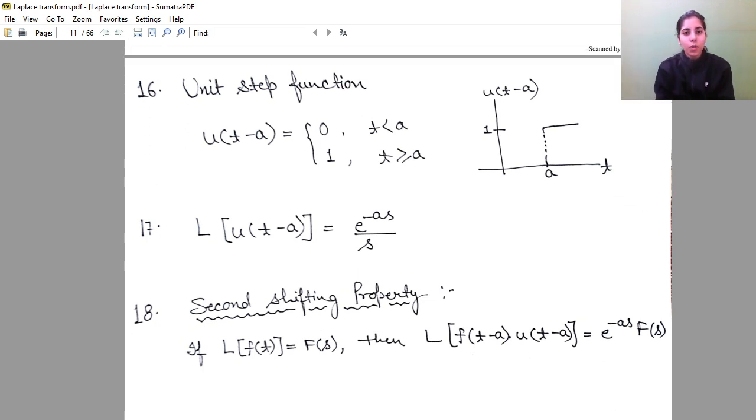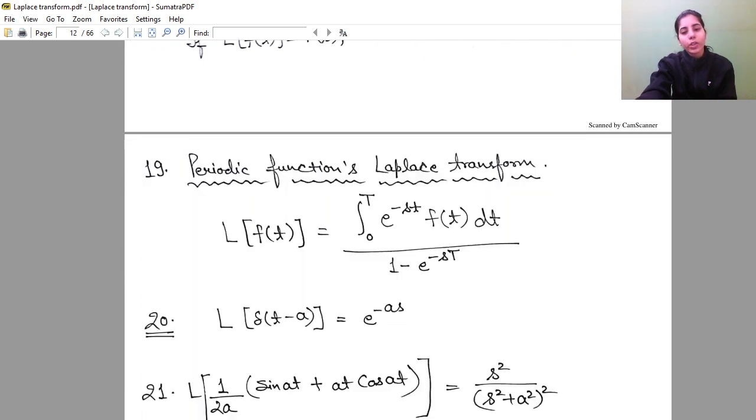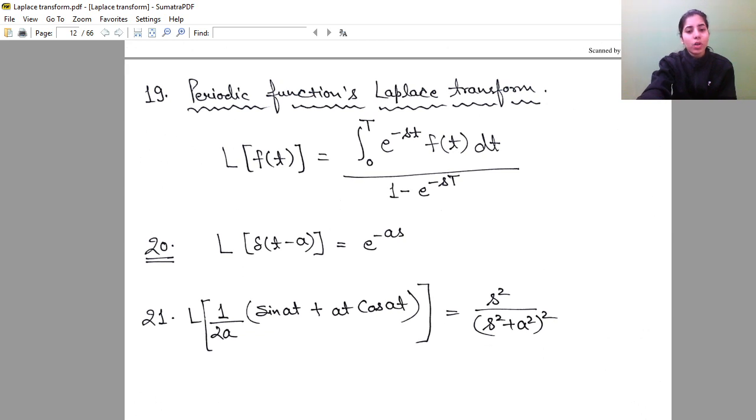Guys, these are the other formulae. And just by making a good command on all these formulae, you will easily be able to solve any kind of question based on the Laplace transform. And these are the most expected formulae from which you can expect the questions in the exam.